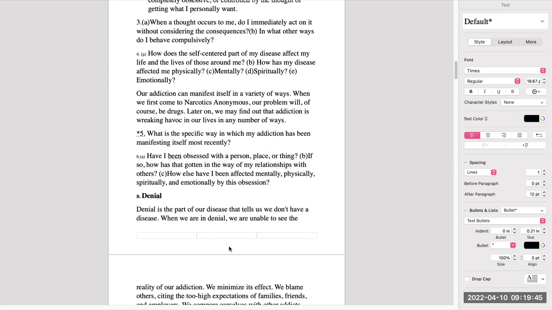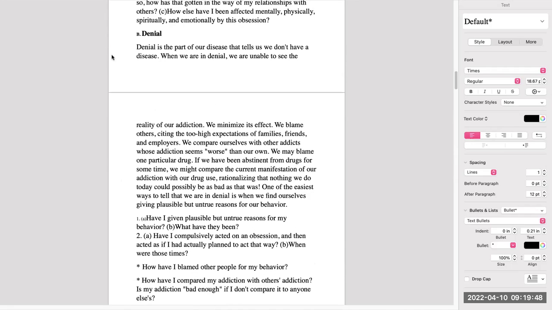I want to go back to this one section under the B, denial. Have I given plausible but untrue reasons for my behavior? And what have they been? So that's a closed-ended question. So the answer will be yes or no. And then what have they been? That's where you will explain in the B part of 1. You will explain that answer.